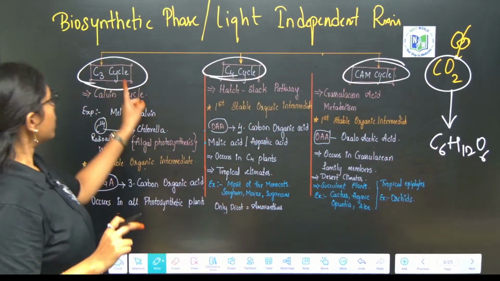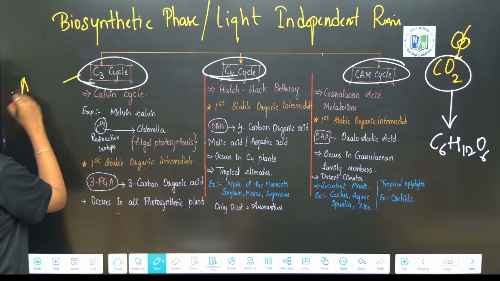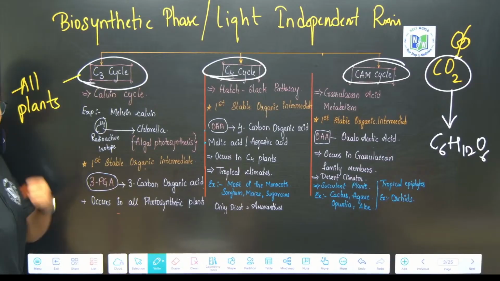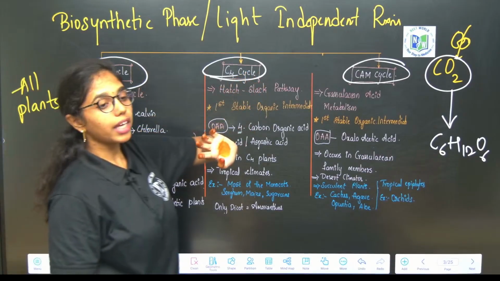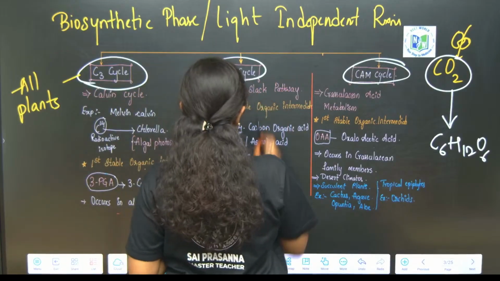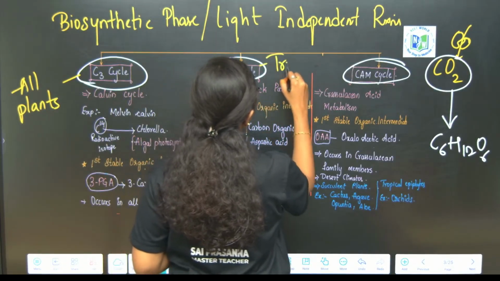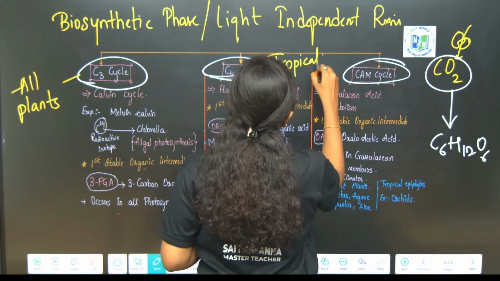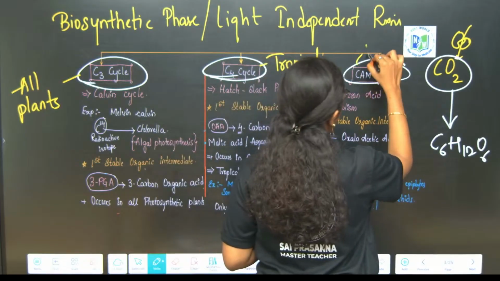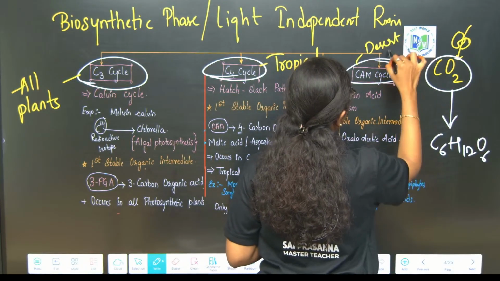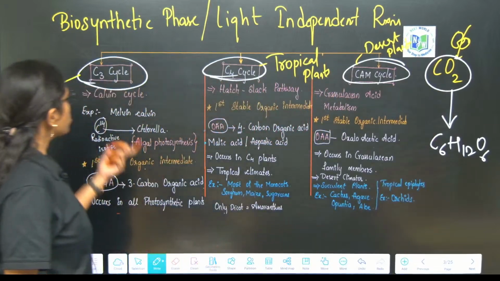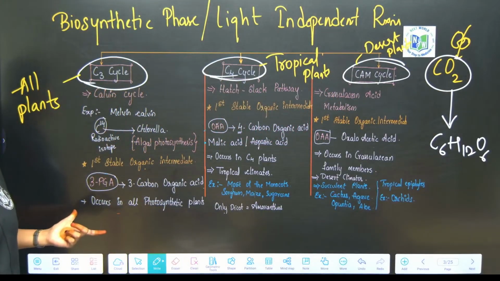The C3 cycle occurs in all plants. The C4 cycle occurs in tropical plants. The CAM cycle occurs in desert plants, that is, xerophytes. So first, let us look into the history of the C3 cycle.